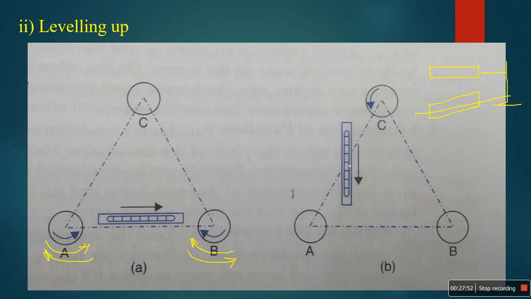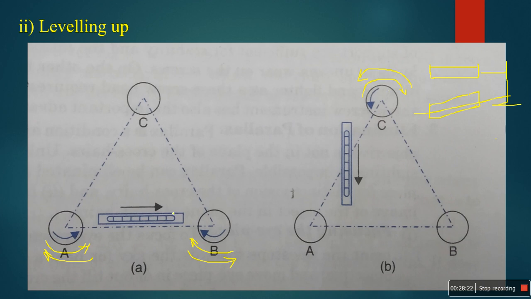If the bubble is exactly at the center, don't rotate this third screw. Generally it will not be exactly at the center. Then again you have to rotate only this one, clockwise or anti-clockwise, until the bubble comes to the center. When the bubble is at the center, stop rotating this screw.